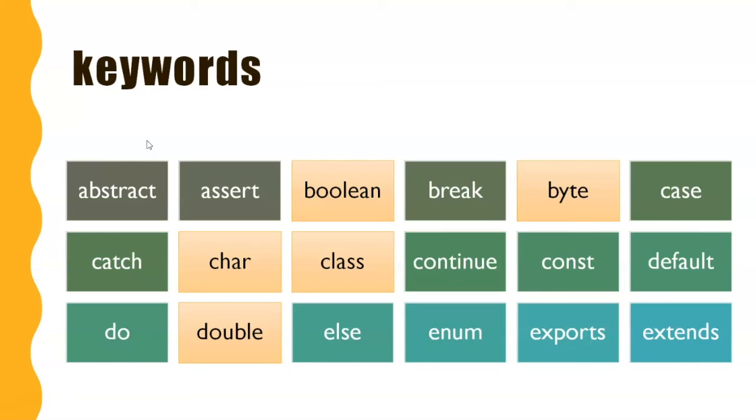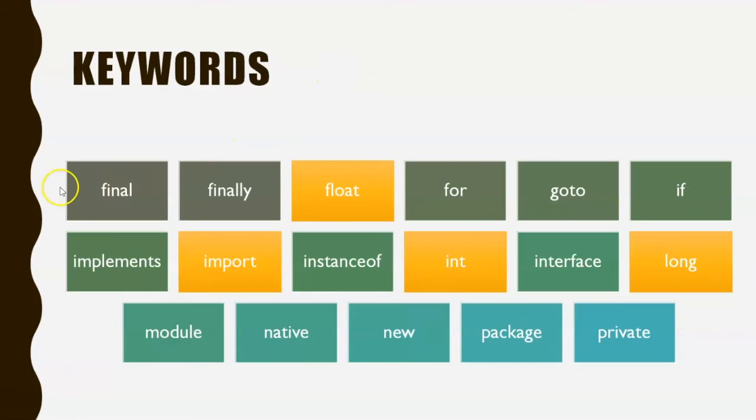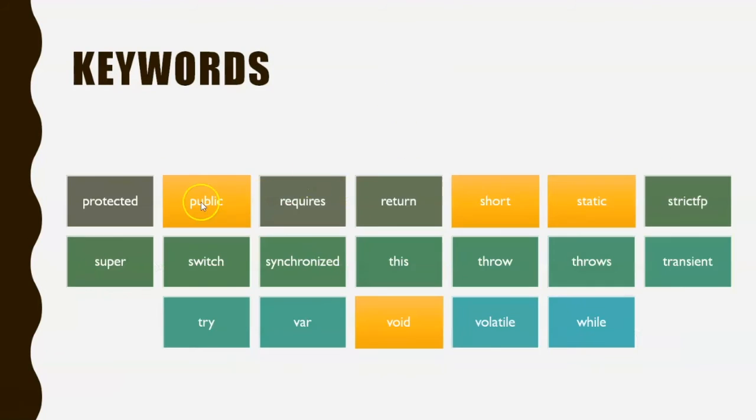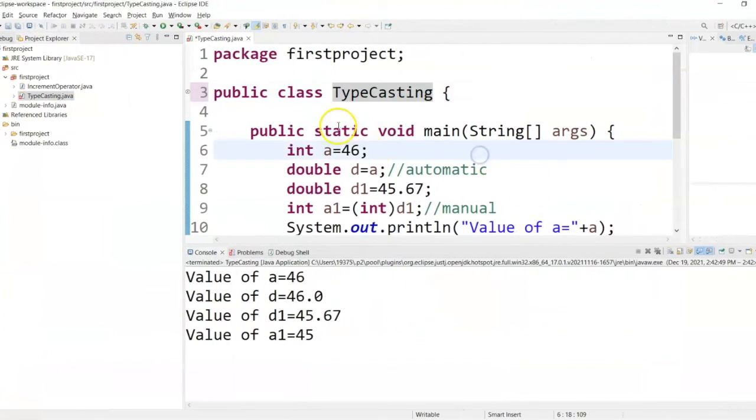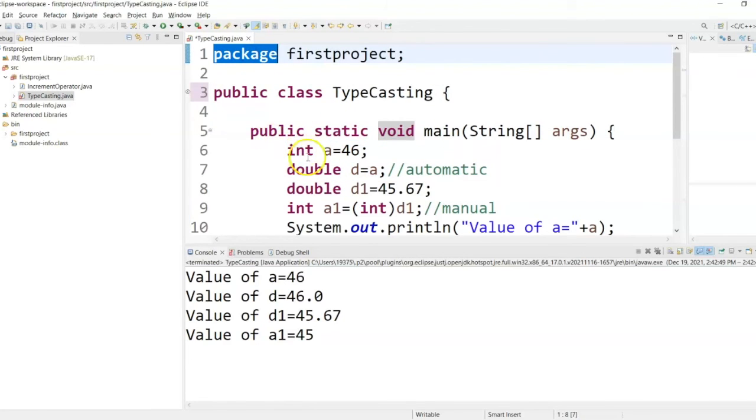Just look into these keywords, so that in future you will not use them in variable names, right? Like abstract, assert, boolean, break, and we also have final, import, int, protected, public, short, static. I will give one suggestion here. Whenever you are writing a program, static, void, class, public, these are all keywords, right?